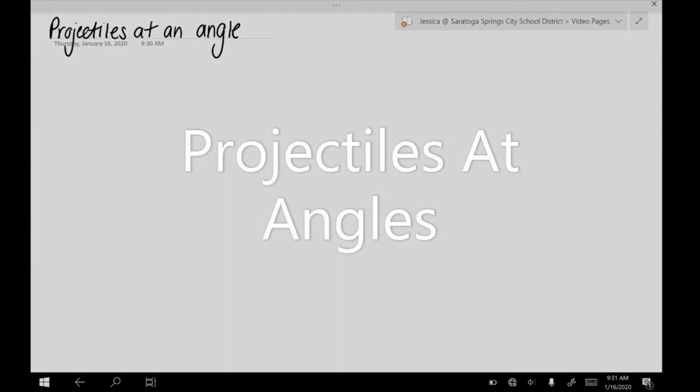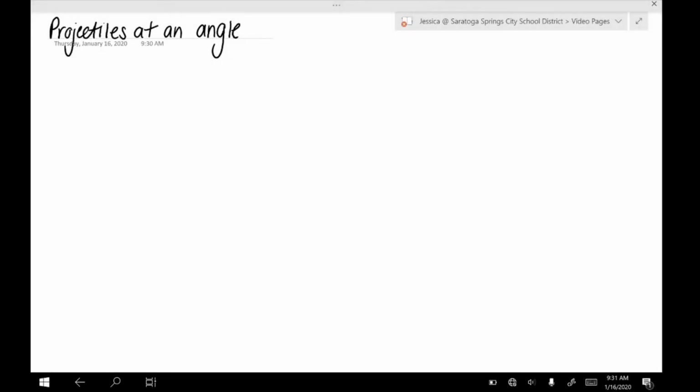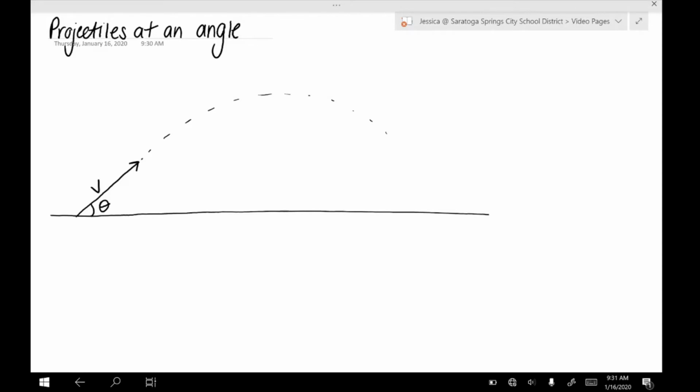This video will be about projectiles that are launched at an angle. So objects launch at some angle relative to the horizontal. The most basic type of problem we can have in this topic is an object that's launched at some angle and lands on the same level that it's launched.